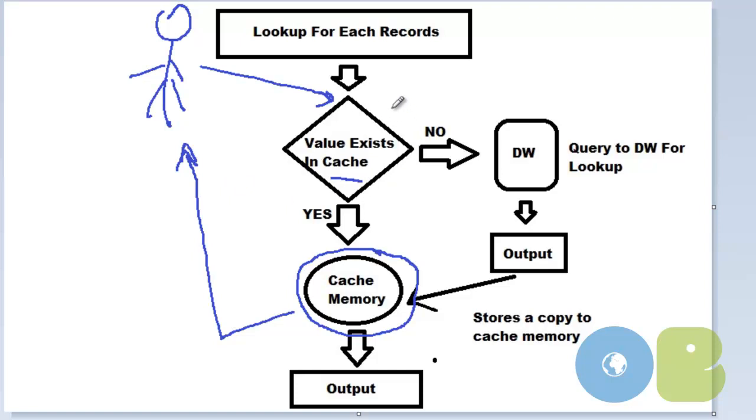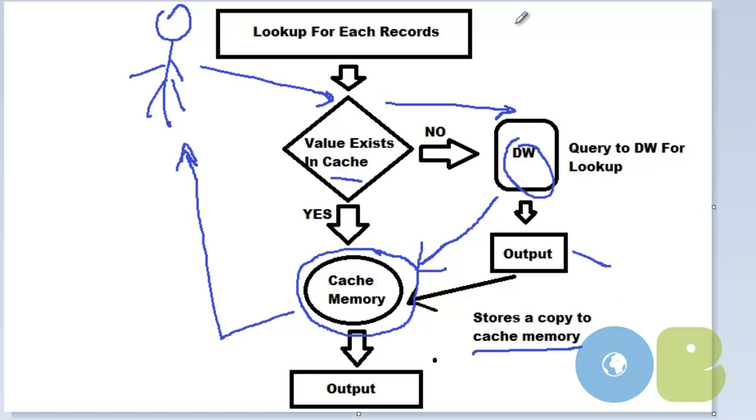Then that value will be forwarded to the data warehouse to look up that value in its data warehouse. If that value was found, then the data warehouse will save one copy into the cache memory. So it stores a copy of the value in the cache memory and then sends that output to the client as a response.